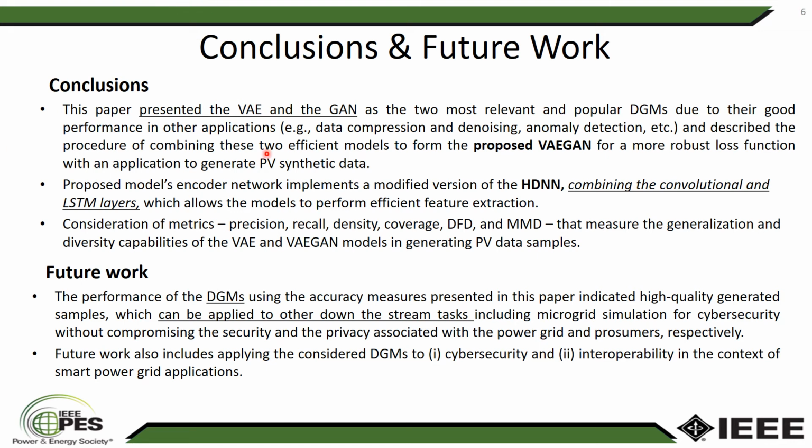In conclusion, this paper presented the two most popular deep generative models, that is VAE and GAN. Our proposed VAE GAN model is a hybrid model, which is the combination of VAE and GAN, and it incorporates SDNN, which has the features of CNN and LSTM layers. We consider metrics such as precision, recall, density, coverage, DFT, and MMD in order to measure the generalization and the diversity capabilities of the proposed deep generative model, that is VAE GAN, and also the individual model VAE, in particular to generate PV data samples.